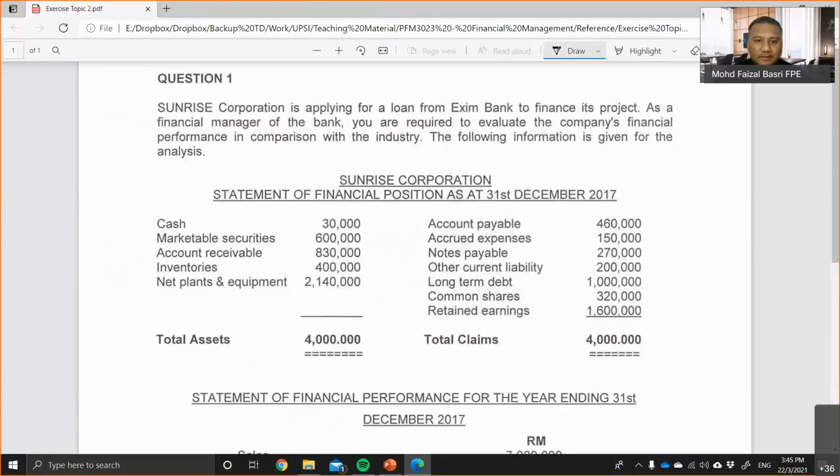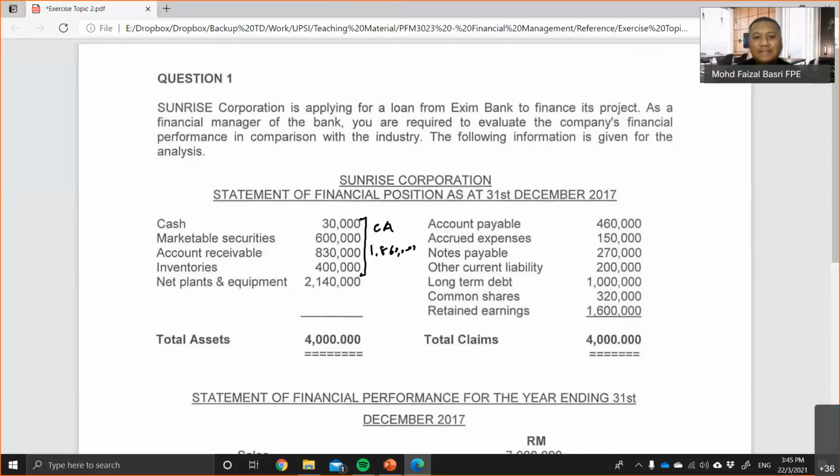Okay, so this information, this is all current assets. And after I add all of this, I get 1,860,000. Okay, 1.86 million basically. Okay. So kalau kita add 2.14, then we get 4 million in total lah. So this is our current assets.